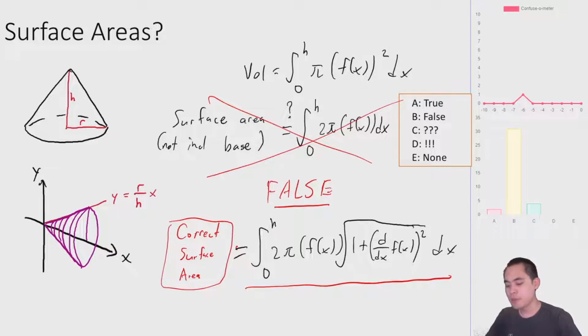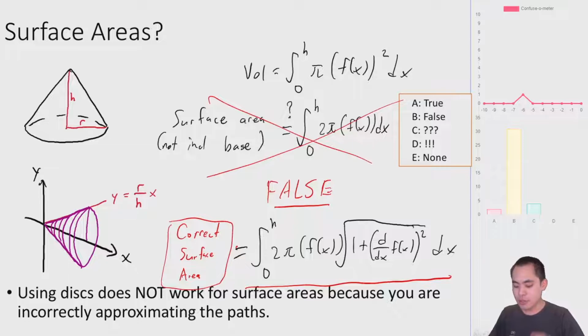It is not necessary. But I'm just giving you this example because I want to point out that using disks does not work for surface area because you're incorrectly approximating the paths. And simply because you can do an infinite integral, an infinite summation of a bunch of things, doesn't mean it's a good approximation. So you need to be a bit careful because in this class I've been giving you a bunch of good approximations. It turns out there are a bunch of bad approximations as well.